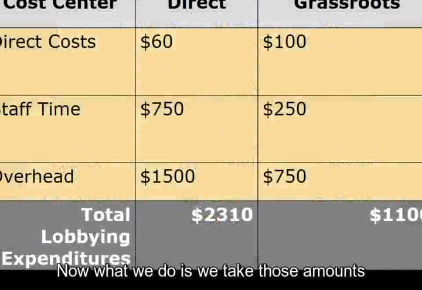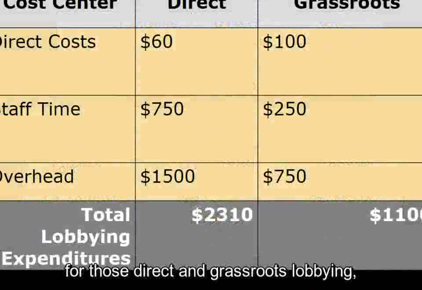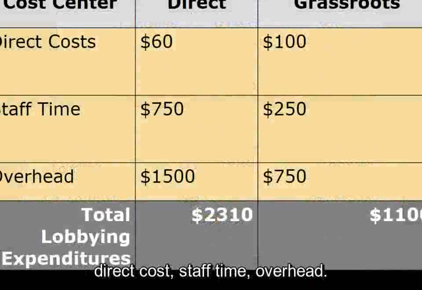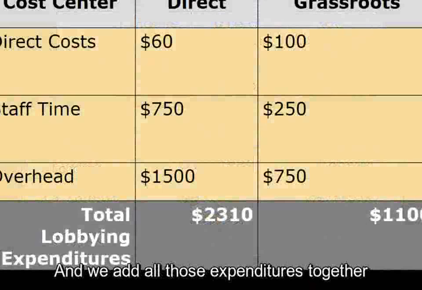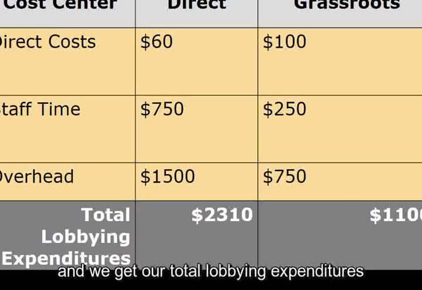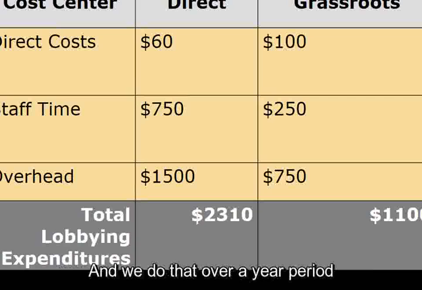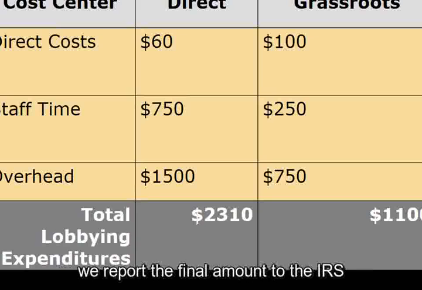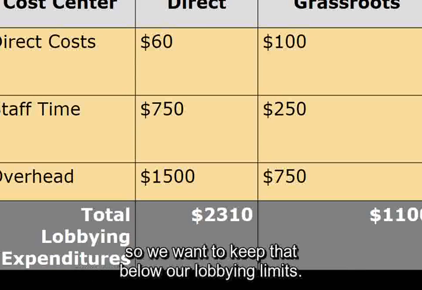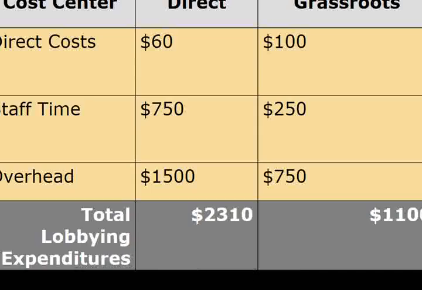And then what we do is we take those amounts for direct and grassroots lobbying, direct costs, staff time, and overhead, and we add all of those expenditures together and we get our total lobbying expenditures for that month. And we do that over a year period, and we report the final amount to the IRS, and we want to keep that below our lobbying limit.